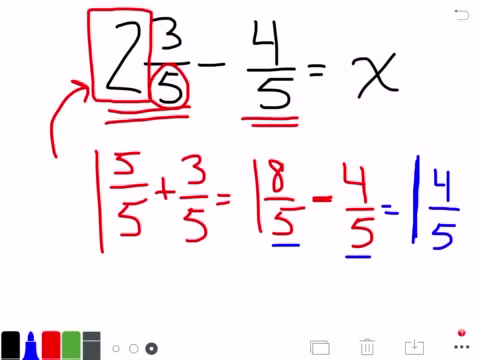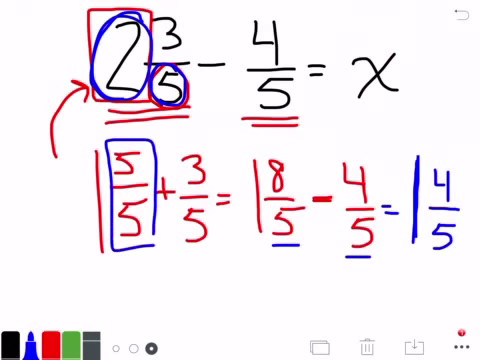It's that idea of trading in some of these wholes. In this case, I had 2 wholes. Trading some of those in and writing it as 5/5, which I did right here, instead of keeping it as 2 3/5. Right? Let's look at another one.